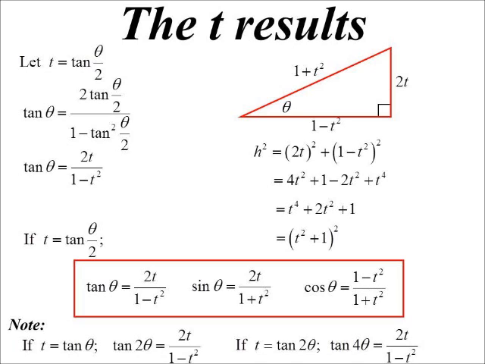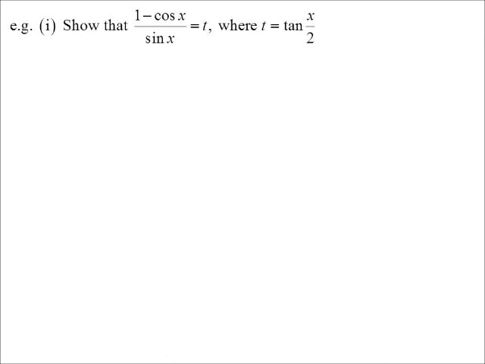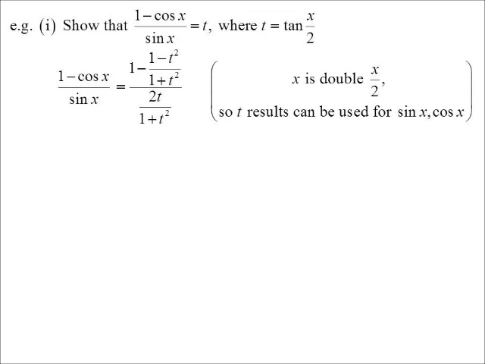All right. We're going to show that 1 minus cos x on sin x is simply t. Now, without the next words, this would be a silly question, because how on earth would you show 1 minus cos x on sin x is t? That's why we need t to be defined, and there it is, tan x on 2. So because x is double x on 2, I can substitute in my t results for cos x and sin x. So for cos x, there we go, we get 1 minus t squared and 1 plus t squared over 2t and 1 plus t squared.